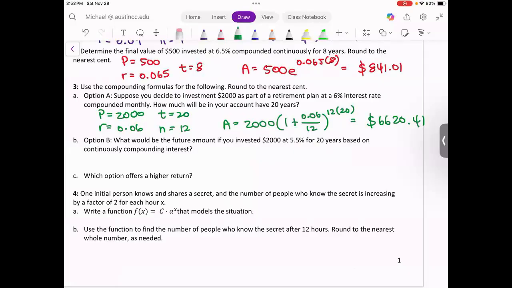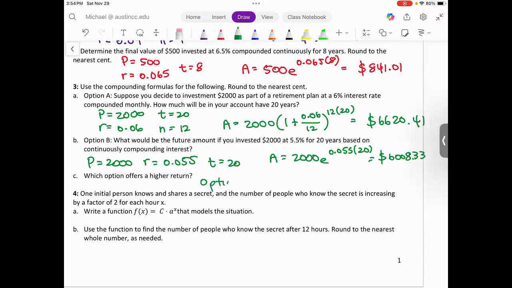All right. What if instead we invested that same amount of money at 5.5%, being continuously compounded for 20 years? So we still have our same initial amount. Our rate is different this time, but it's still in the account for the same amount of time. So using our continuous interest formula, we have our initial amount times e to the rt. And that comes out to 6,008.33. So which one offers a higher return? We both started with the same amount, so whichever one ends higher has that higher return. So it's going to be option A.